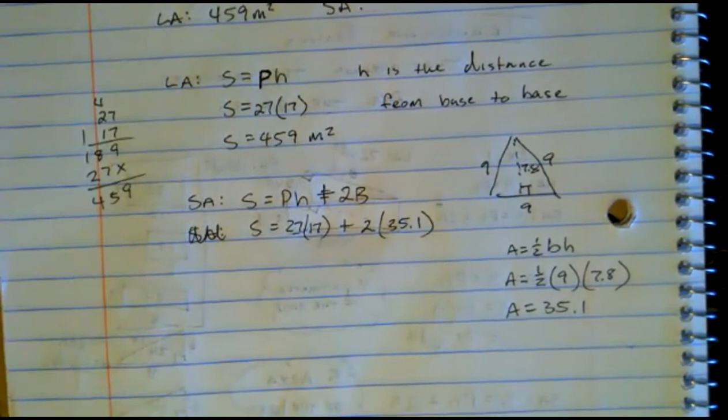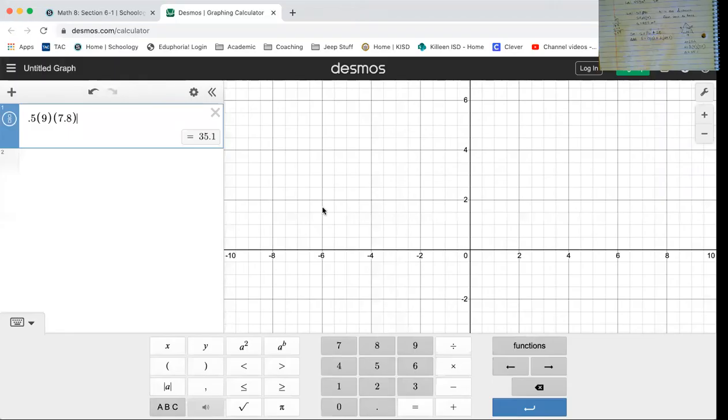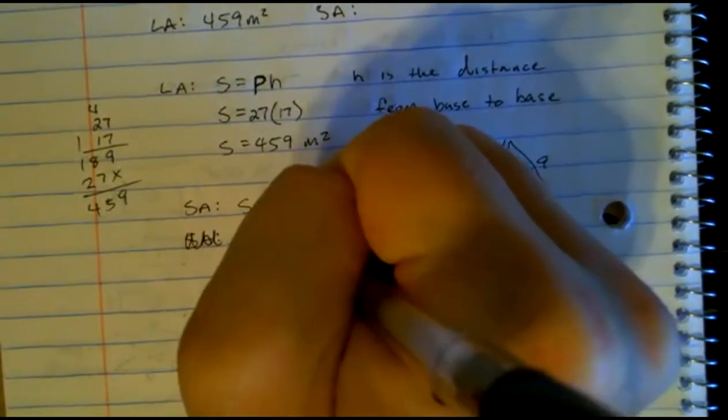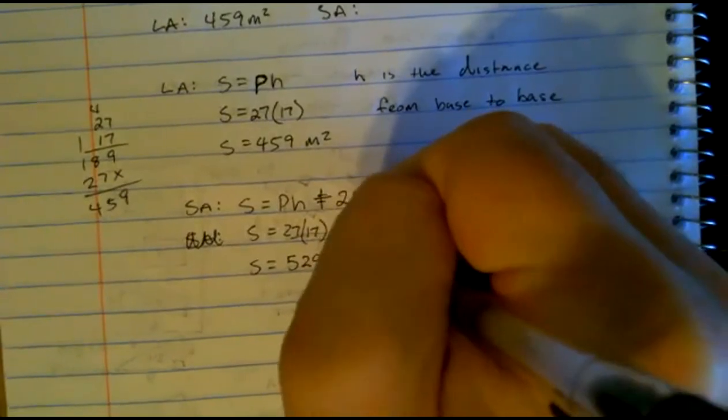And so again, you can go right back to your calculator and do that. If you just hit enter here or click in the next one, all we have to do is start typing it in as if it was all there. So 27 times 17, 459. Good, I did that one correctly. And then 2 times 35.1. And so I get a total of 529.2. So all of that added together, all of that run in the formula, is 529.2. And these were meters, so meters squared.